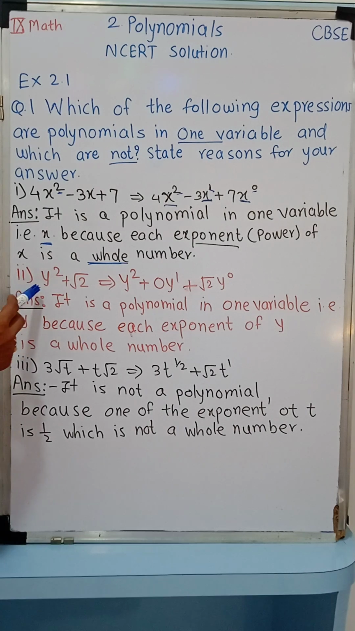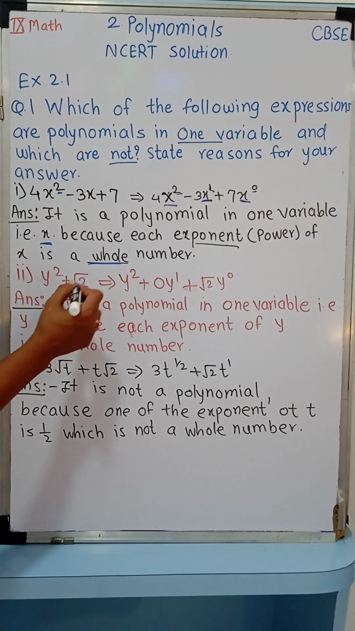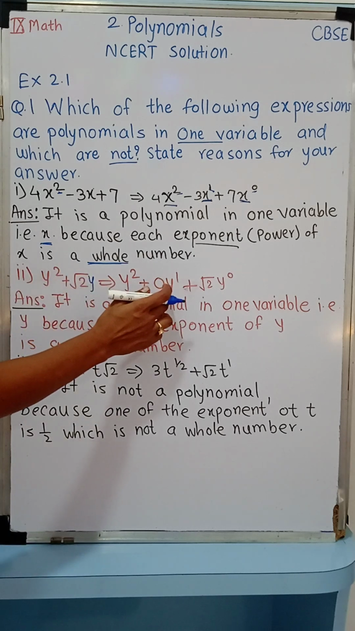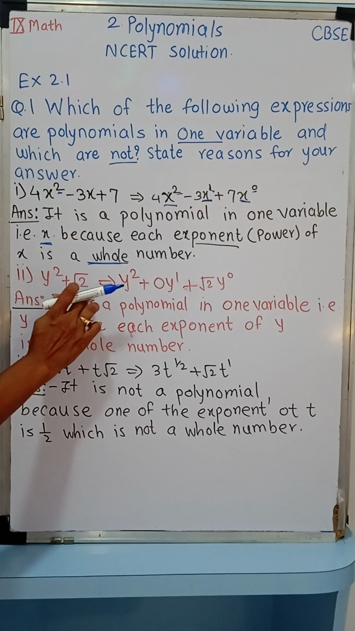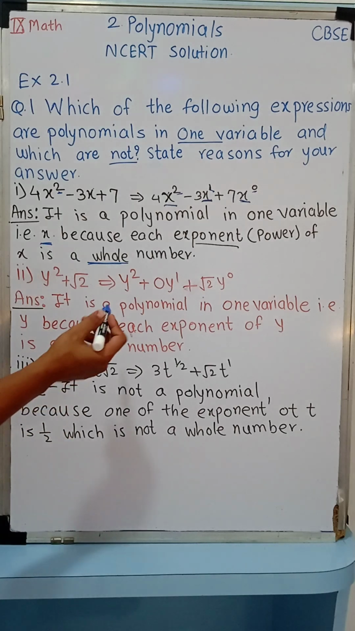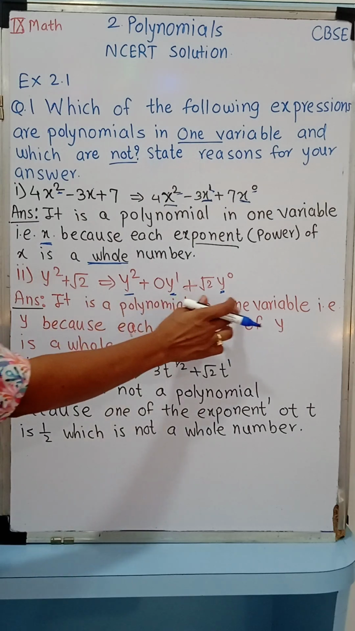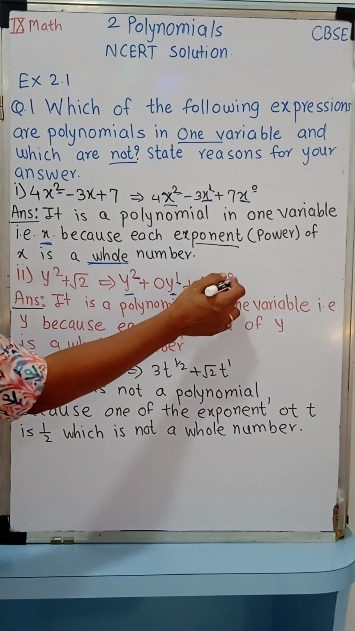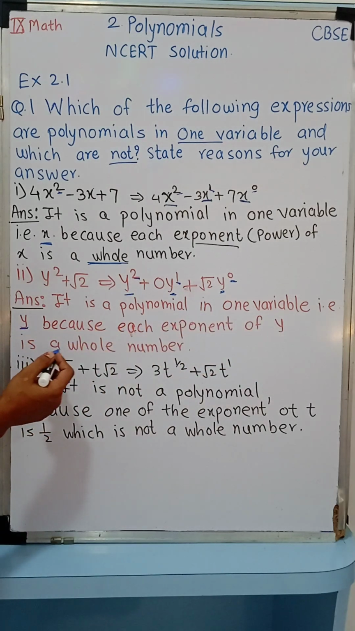Next, the second example: y square plus root 2. Here there is no power of y, therefore it can be written as 0 into y raised to power 1 plus root 2 into y raised to 0. Y is not there, so it is only the constant term, which can be written as y raised to 0 power. Again we can see there is only one variable, that is y. So it is a polynomial in one variable and all the exponents, or powers, of y are 0. Because each exponent of y is a whole number, it is a polynomial in one variable.